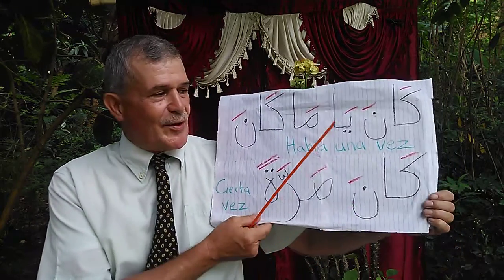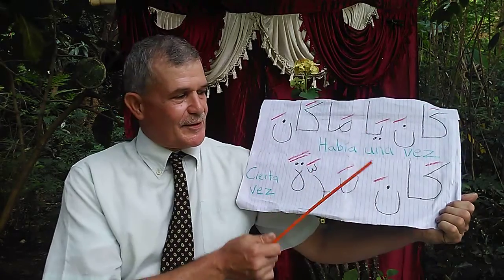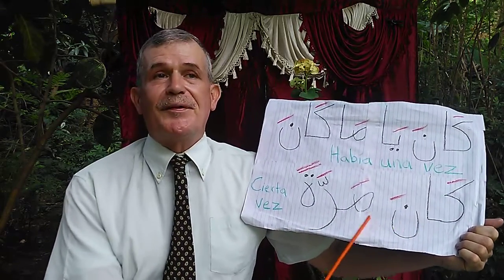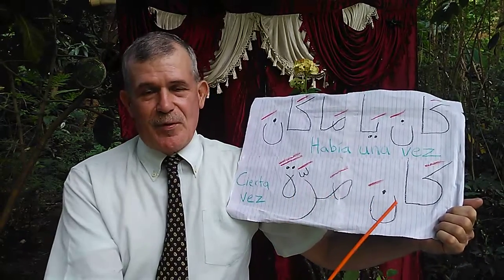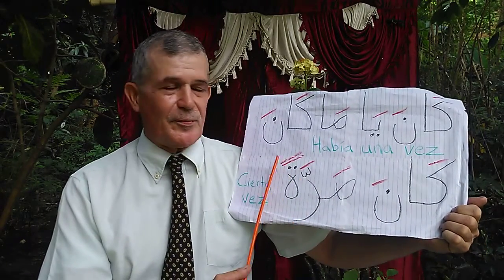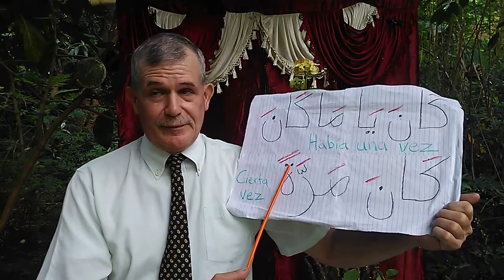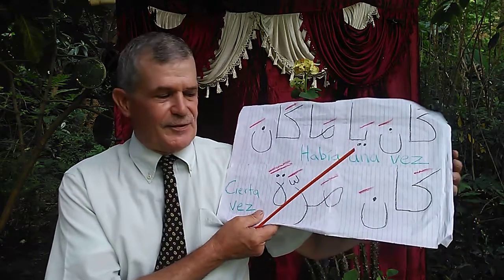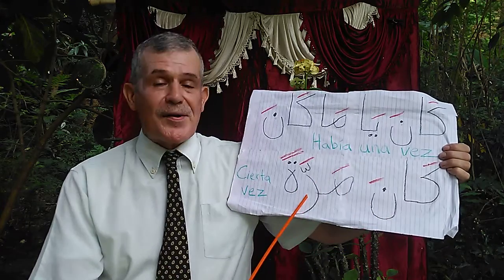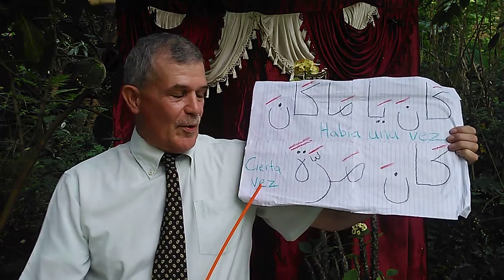This is the way my story starts, The Little Pianist, and it starts another way. It's kana marratan. And that's just very formal. We can also say kana marra. We don't have to pronounce this last tanween here, and it just sounds just as nice. So marra corresponds with the word vez.